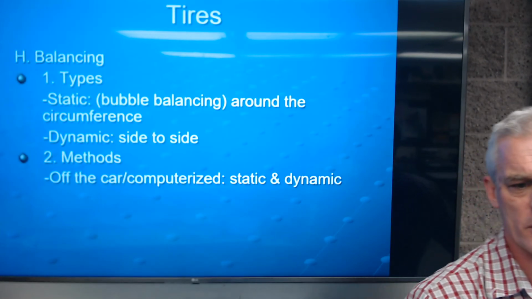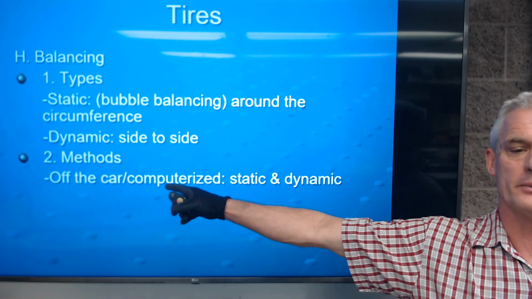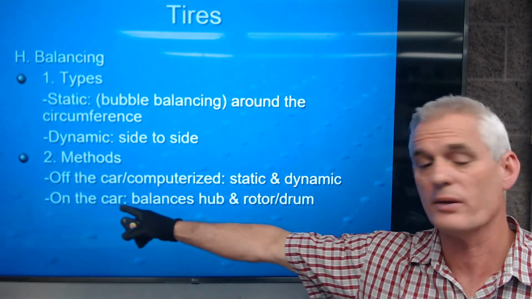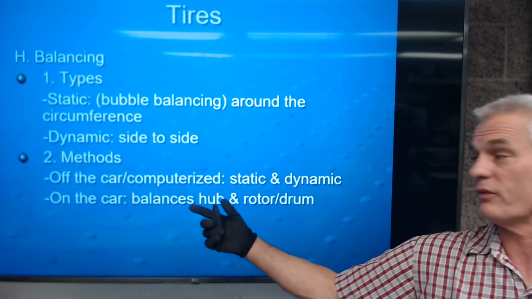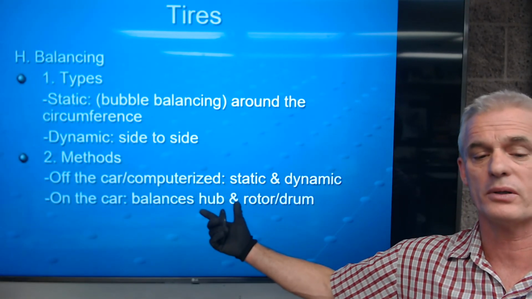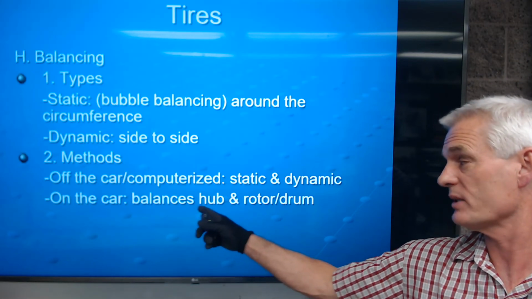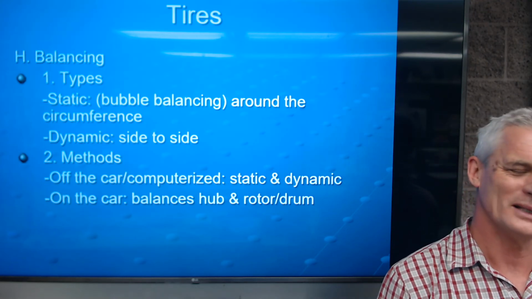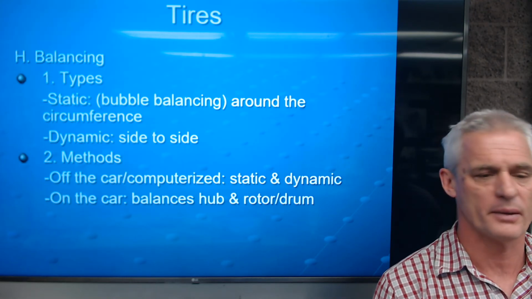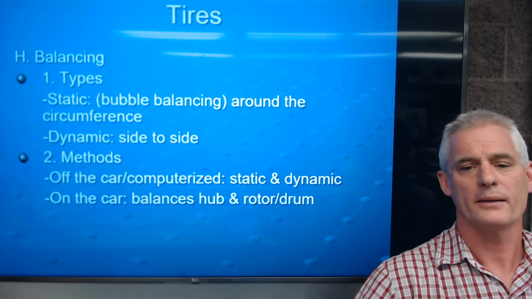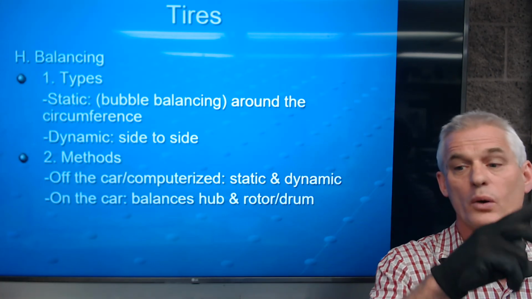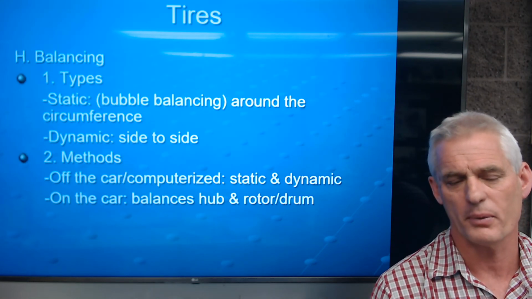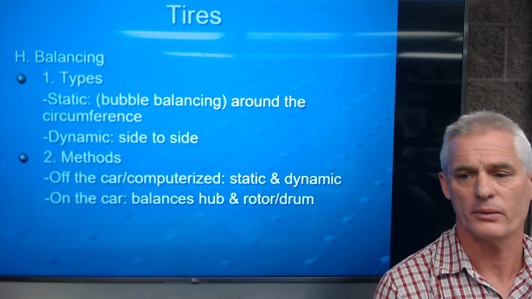So we can balance the tire off the car with a computerized machine, and that does static and dynamic at the same time. But we can also balance on the car, where if we balance the tire off the car and then put it on the car and we rebalance, we're balancing the hub and rotor or drum. So let's say I got an old American car and I balanced the tires off the car. I put it on the front end, still vibrating a lot. The hub and the rotor or drum may be out of balance. And so we can spin the tire up on the car and actually balance the tire on the car, and I'll be showing you how to do that.